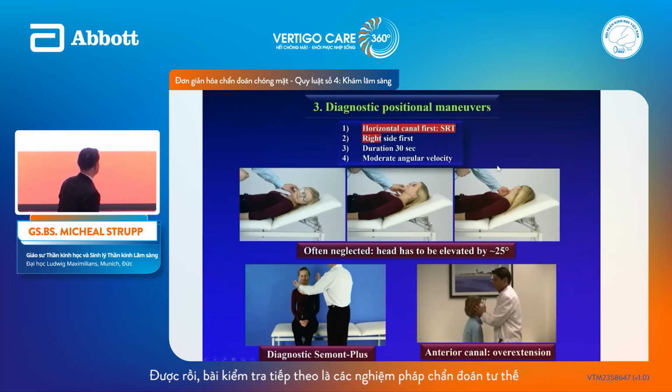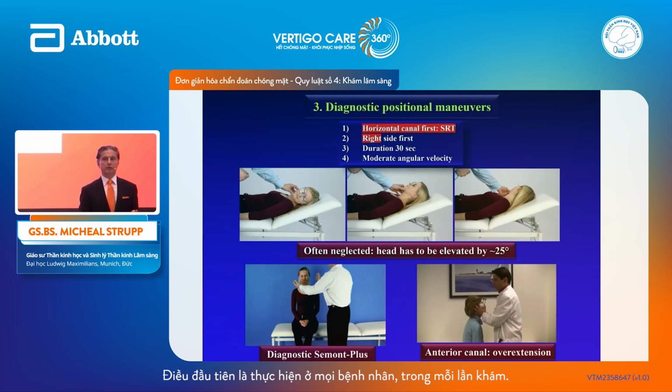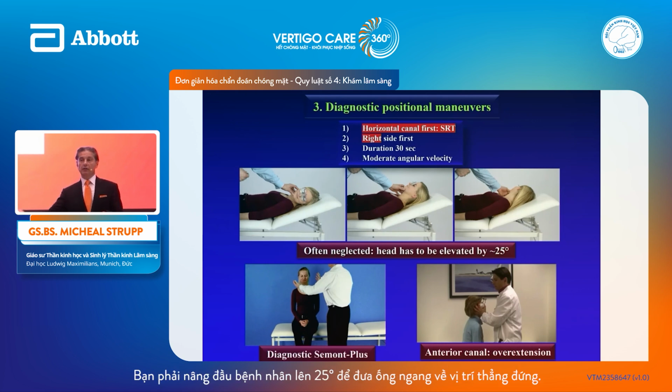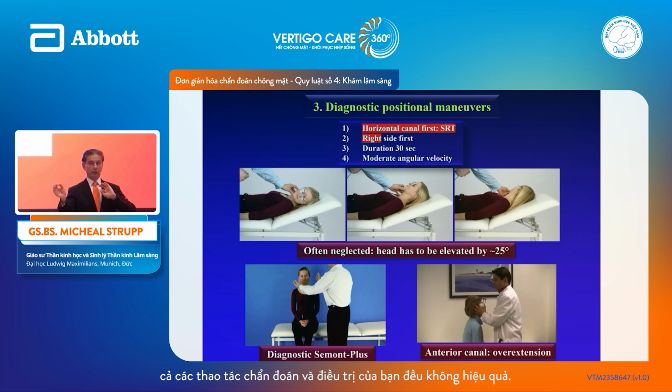Okay, the next test are the diagnostic positioning maneuvers, and during the second lecture, we will discuss them in great detail. The first thing is every patient during every visit. Secondly, start with the horizontal canal. If you examine the horizontal canal, you have to lift the patient's head by 25 degrees to bring the horizontal canal in a vertical position. If you don't do that, neither your diagnostic nor your therapeutic maneuvers will work. If you're 20 degrees away from verticality, the crystals do not move.